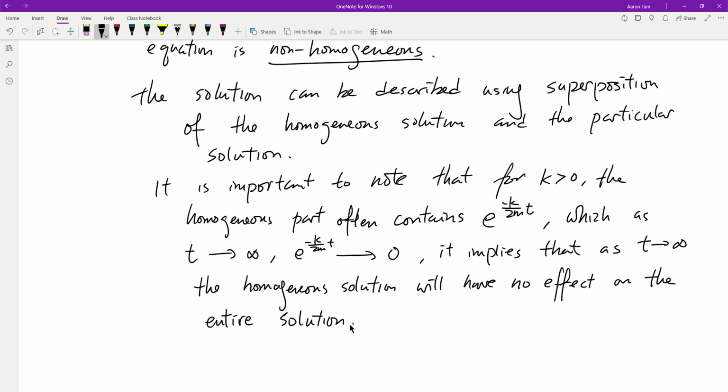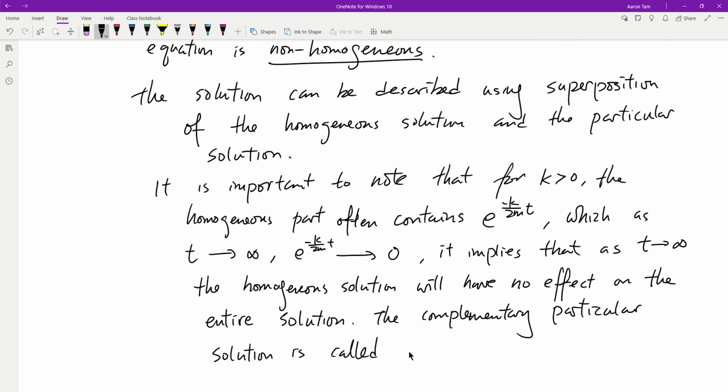And when that happens, the particular solution becomes more important, because the homogeneous part eventually tends to zero. The particular solution will basically dictate what's happening to the piston, and is therefore usually referred to as the steady state solution.